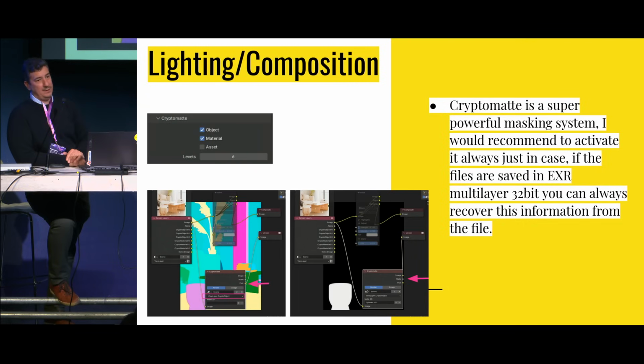multi-layer EXR files. So even if you close the render wherever, you can just recover the EXR file from the compositor, and then you recover the Cryptomatte data. If you have a change that requires a mask, you can use it from there already. So it's super handy. We always use the object and material. They're more flexible for us. Then it's simple in the compositor.